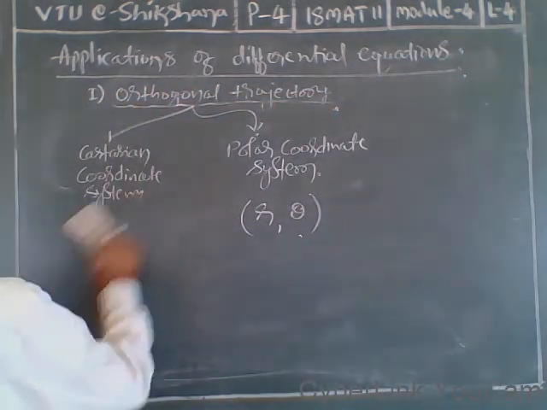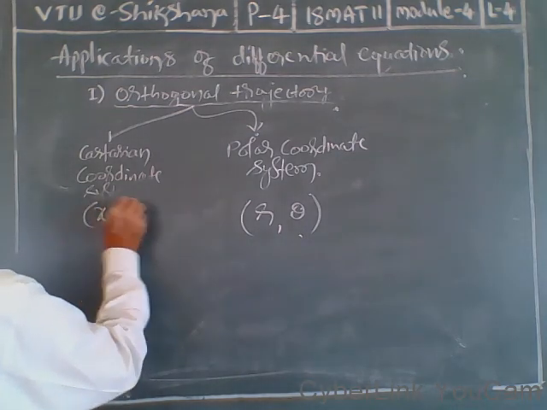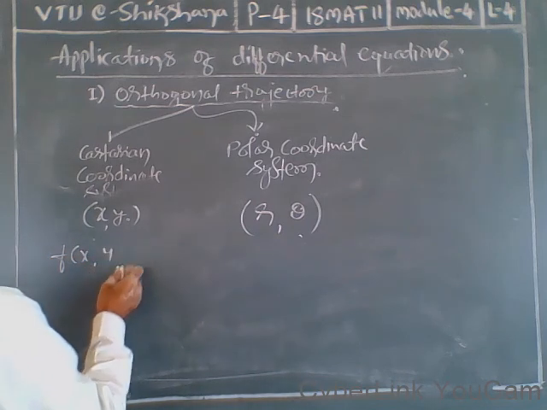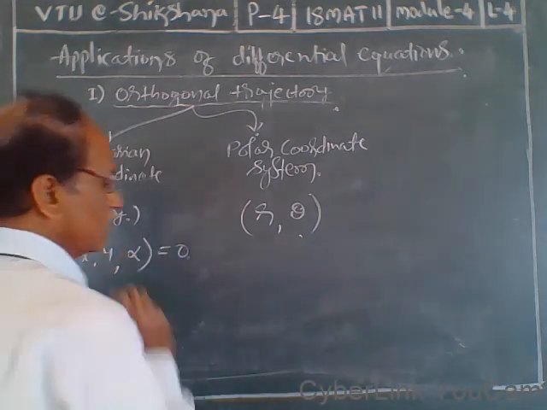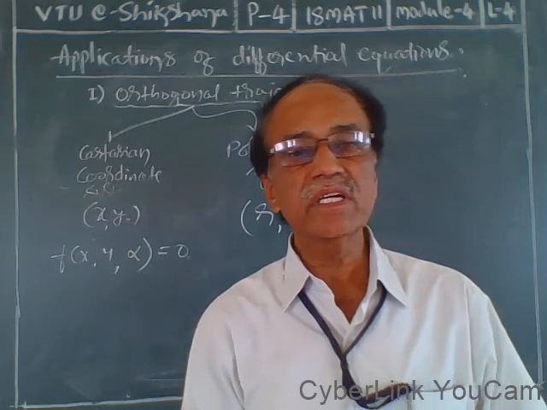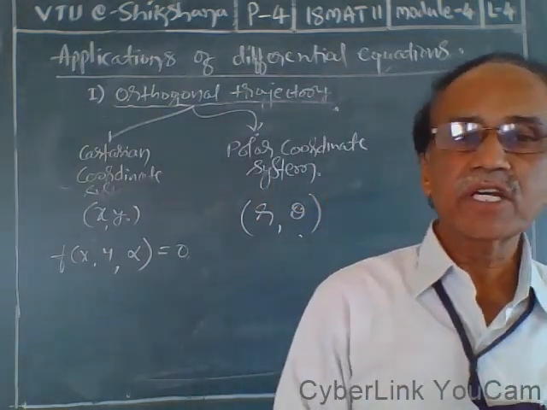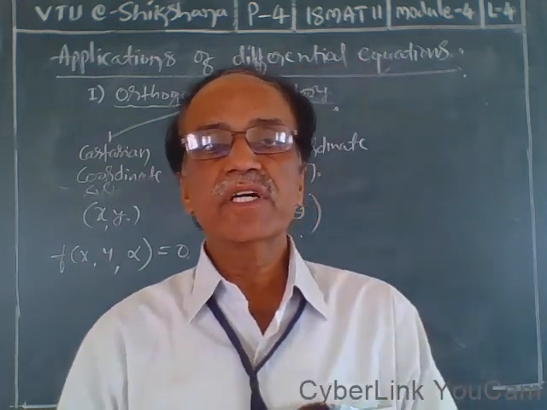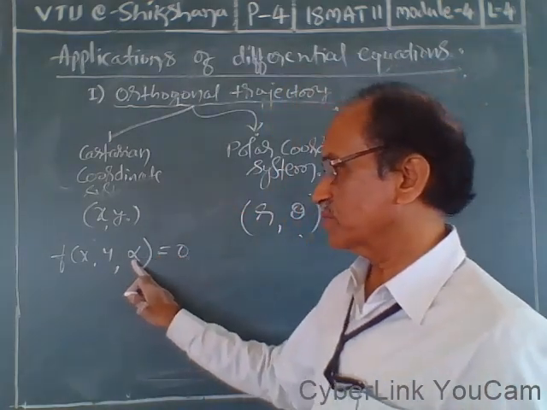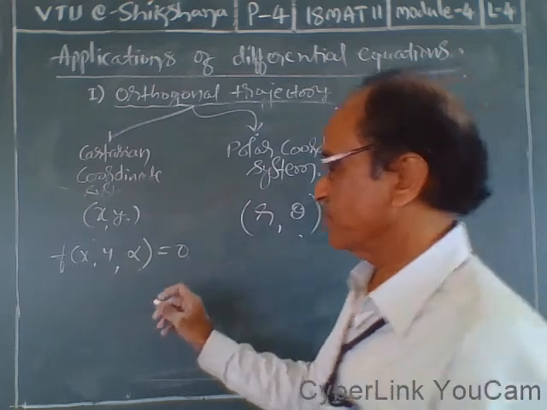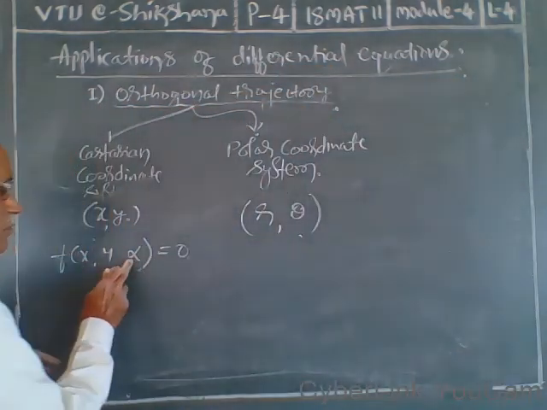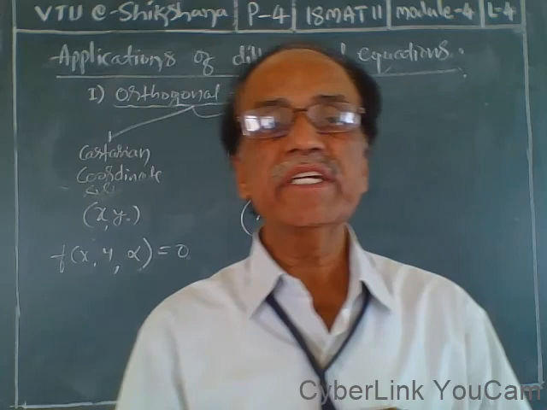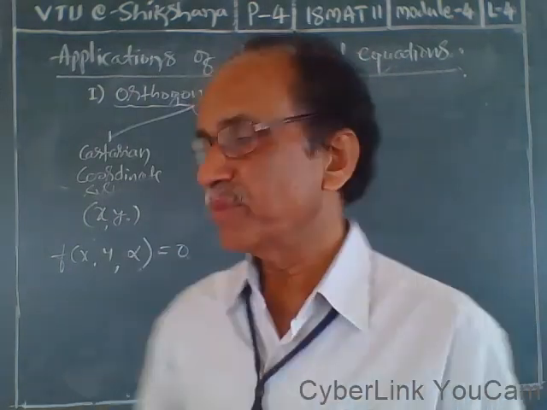What is the meaning of this in the Cartesian coordinate system? We are given, for example, f of x, y, alpha equal to 0. This represents a certain equation in Cartesian form, or a certain family of curves with respect to one parameter. We call this alpha the parameter. And here we eliminate this parameter for the purpose of forming a differential equation.